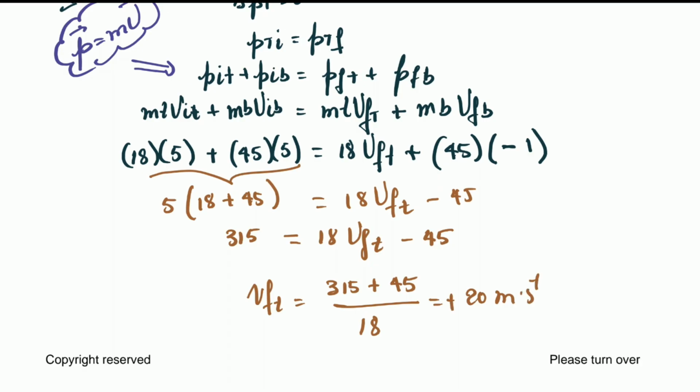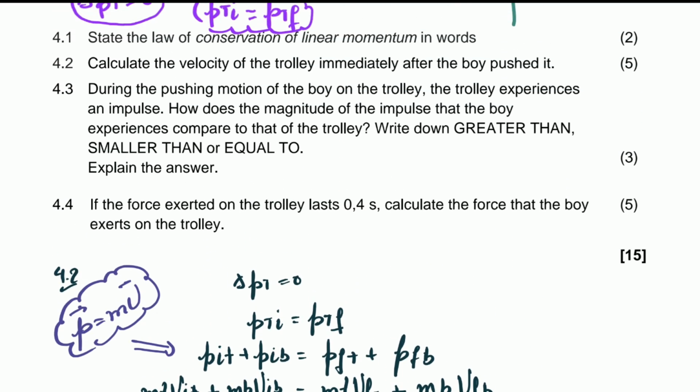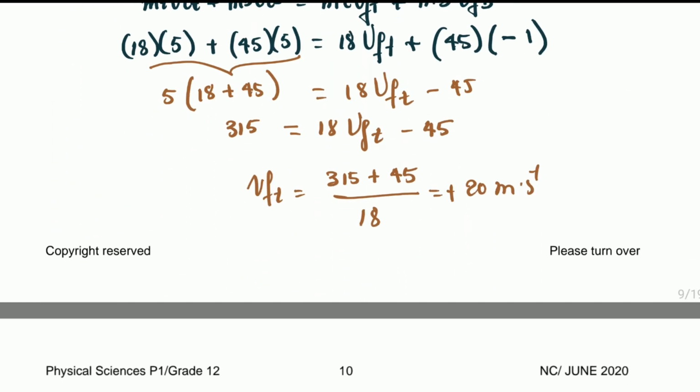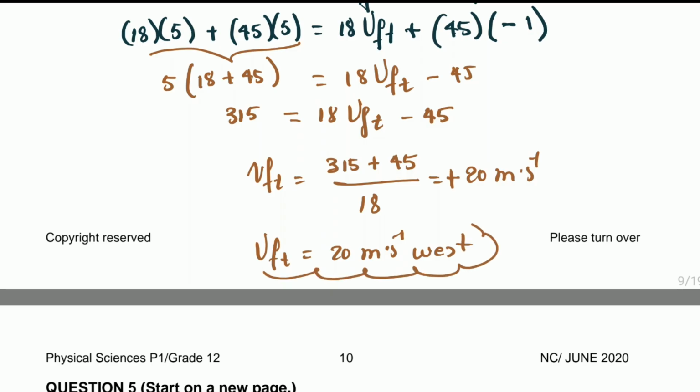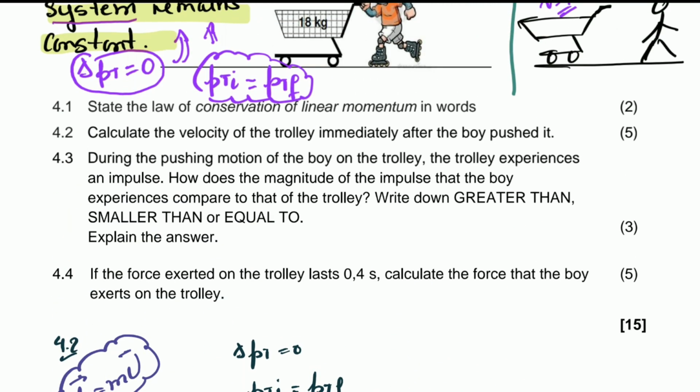The answer is positive. Now let's go to the question. They said calculate the velocity. Velocity needs direction. So we can leave it like this, but you know what? Let's make sure that we get that mark, and we're going to say that the final velocity of the trolley is equal to 20 meters per second west. That is the final answer for this specific question. It is quite simple. Okay, let's go to question 4.3.